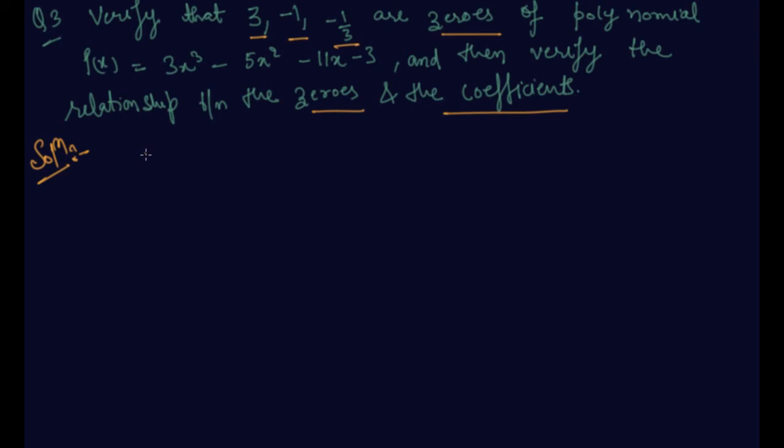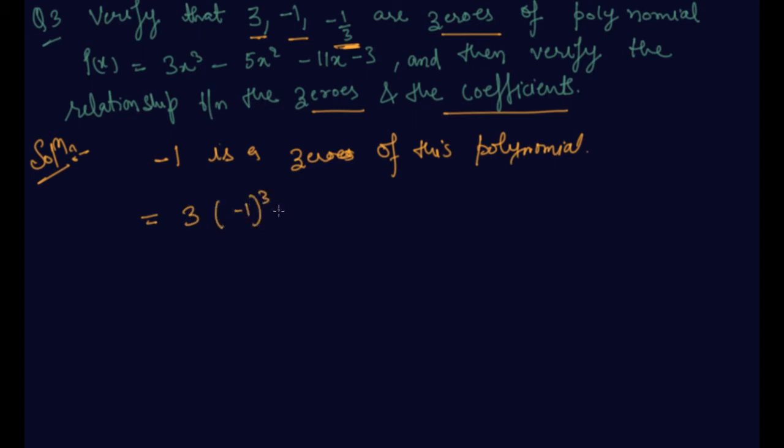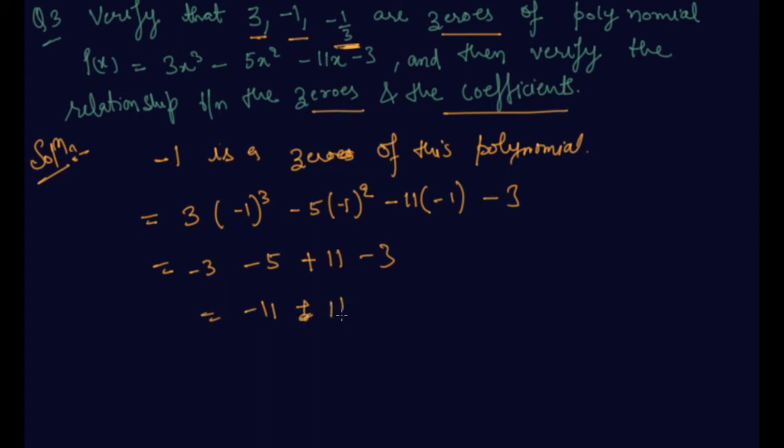So let me do it for one of them. I am verifying whether minus 1 is a zero of this polynomial or not. You need to check yourself at home whether 3 and minus 1 by 3 are zeros of this polynomial. So I am putting the value of minus 1 in the cubic equation, and what I am getting is minus 3 minus 5 plus 11 minus 3. So minus 11 plus 11 becomes 0. So this is a zero of this polynomial.